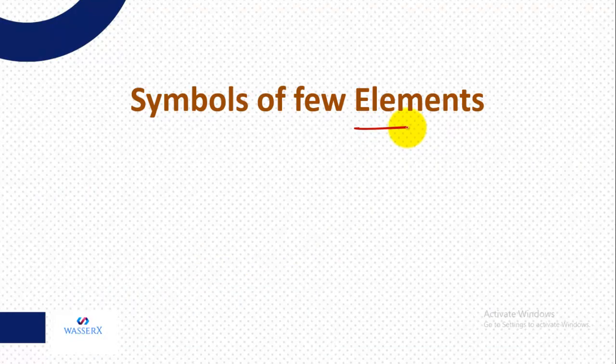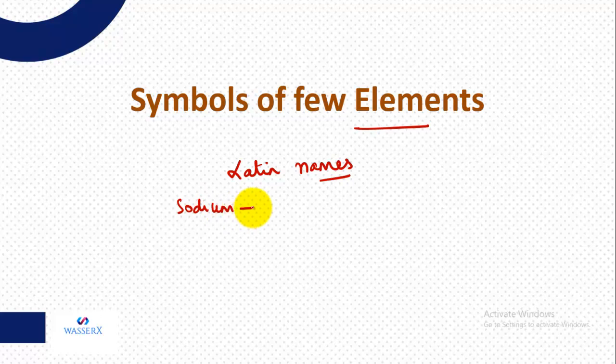There are a few elements whose symbols are actually derived from their Latin names. So they are the first letter or the first two letters, but not of their English name, but of their Latin name. For example, if I talk about sodium, the Latin name for sodium is natrium. So the symbol for sodium is derived from its Latin name, natrium. That is the first two letters, Na, used as a symbol.